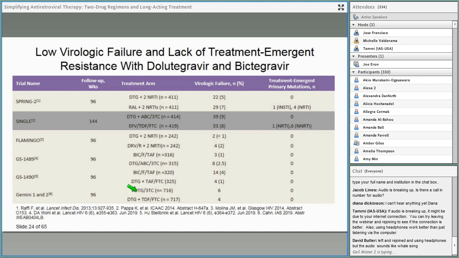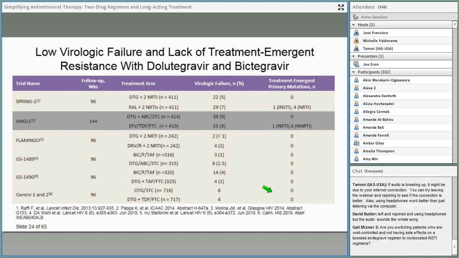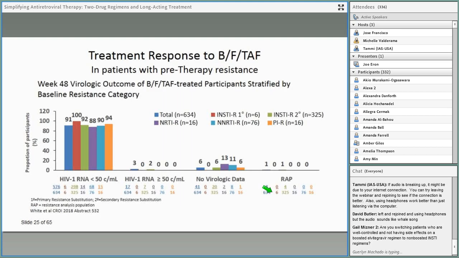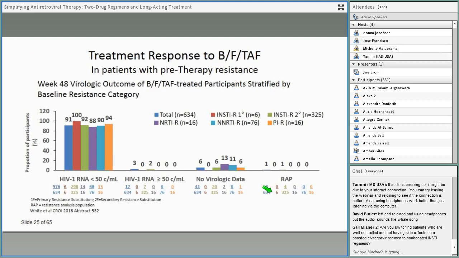The one caveat is in the earlier phase 2 study of Dolutegravir 3TC, a smaller study of 120 patients, there was one patient that developed resistance. But for the most part, second-generation integrase inhibitors in the treatment-naive setting, very, very unlikely for there to be selection of resistance. Not impossible, because there are some case reports, but extremely unlikely.